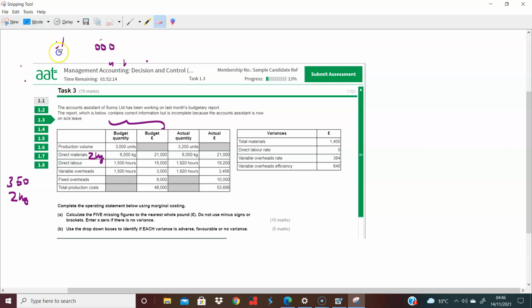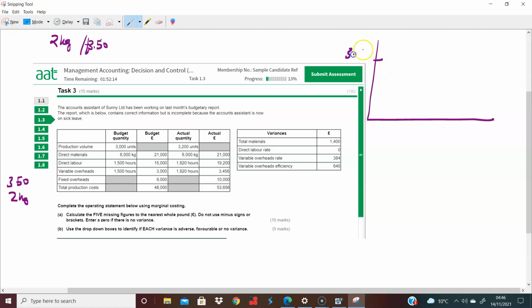Okay, so what was I talking about? I was saying that we need 2 kilograms and that's £3.50 per kilogram. I'm just going to draw my table here. I know it's £3.50 here, and I'm expected to use 2 kilograms for every unit. Then let's jump in. What actually happens is that you make 3,200 units. If you're making 3,200 units, I'm expecting you to use 2 times 3,200, which is 6,400 kilograms. That's what I'm expecting you to use.